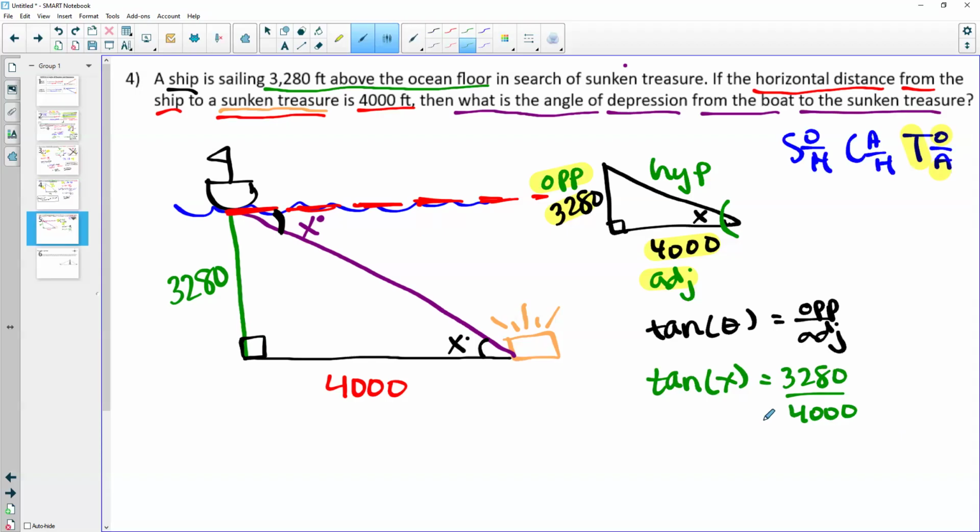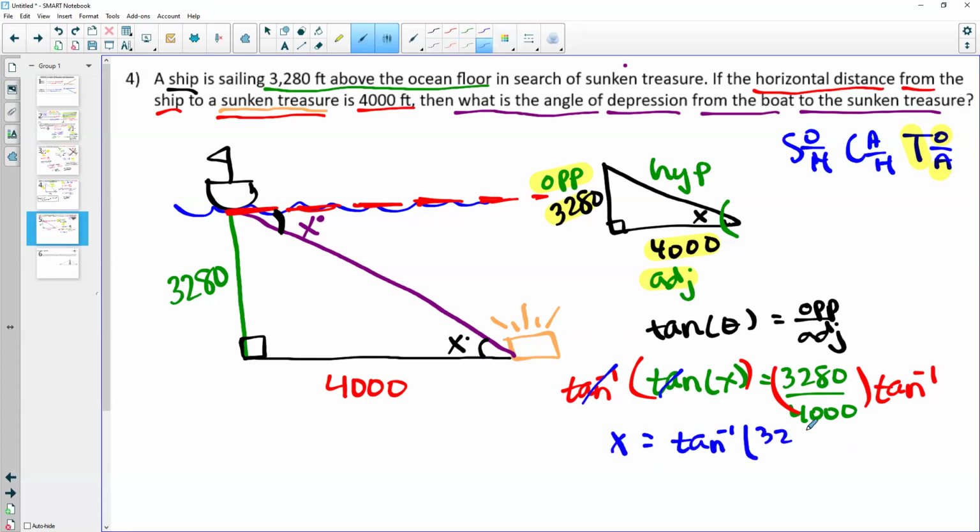And we need to find x, right? So when we need to find x, when we need to find the angle, this is when we use the inverse trig. So we're going to take the inverse tangent of both sides. Taking the inverse tangent, tangents cancel, we're left with x is equal to the tangent inverse of, well, 3,280 over 4,000. And now we just plug that in.